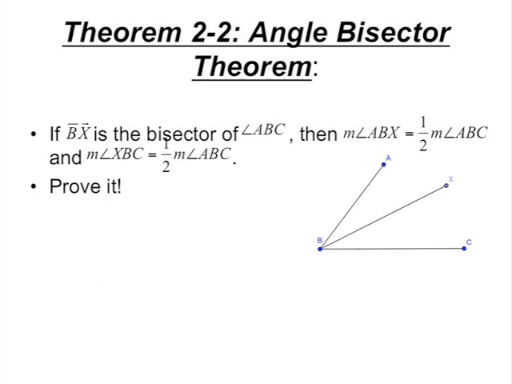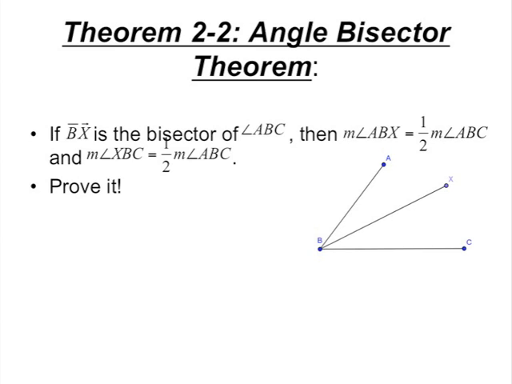Our next theorem is called the angle bisector theorem. It says if BX is an angle bisector, then each of the 2 angles that it makes are half of the whole angle. This is almost exactly the same thing as the midpoint theorem, except the midpoint theorem is talking about segments and the angle bisector theorem is talking about angles. But both of them are talking about halves of wholes. So that means our proof for this is actually going to be almost exactly the same as our proof for theorem 2.1, the midpoint theorem.